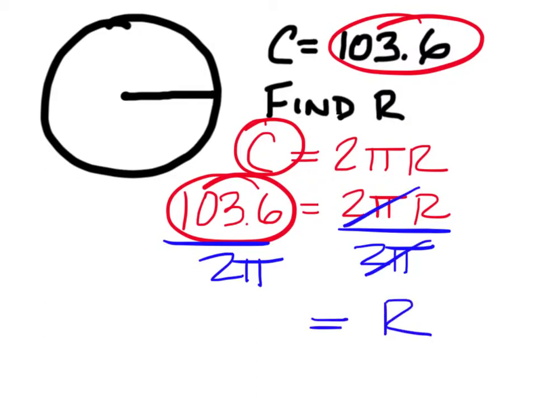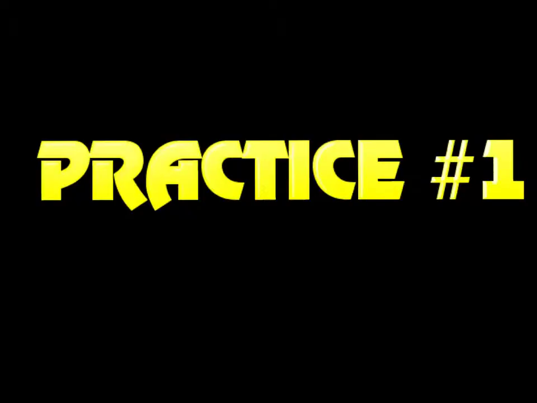On the left, you have to type in 103.6, divide, left-hand parenthesis, 2 pi, right-hand parenthesis. And you will come back with 16.5 when you round it to the tenths place.